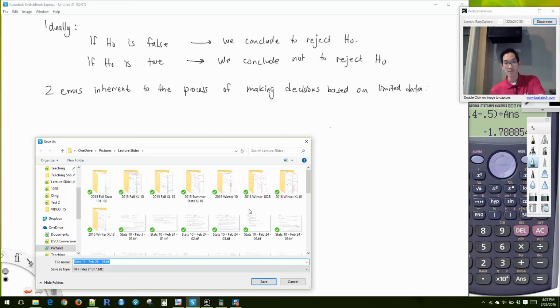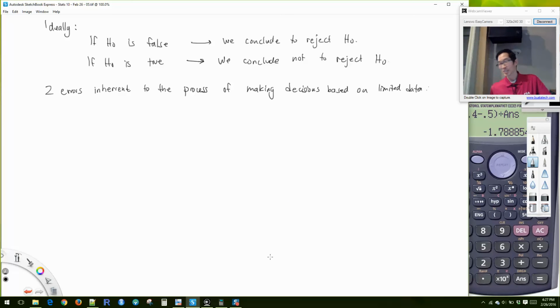Okay, and these are the errors that exist throughout your life. Whenever you have to make a decision, you don't know if it's the right decision. You don't know if taking a certain action is a good thing or a bad thing, or not taking that action is a good thing or bad thing. You just make a choice and hope for the best. And that's what we got to do. So, creatively, we call these type 1 error and type 2 error.